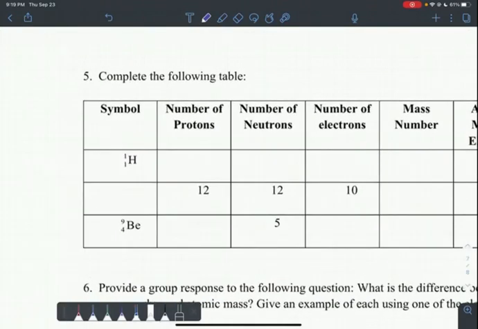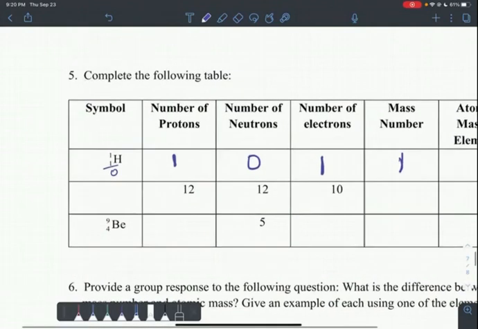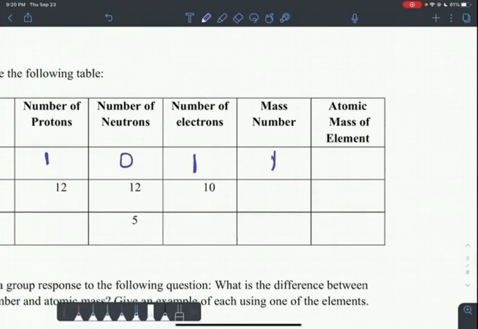Here we have hydrogen 1, right? So we know how many protons, that's the bottom number, 1. How many neutrons? If you have a mass number of 1 and an atomic number of 1, 1 minus 1 is 0. So how many neutrons? I got none. Number of electrons, well, it's not charged, so I must have equal. So what's my mass number? My mass number is 1. What's the atomic mass of the element?